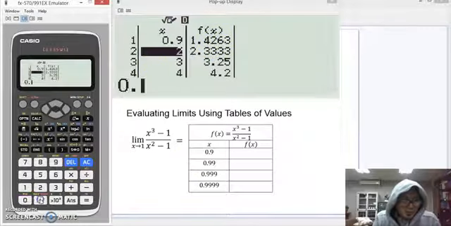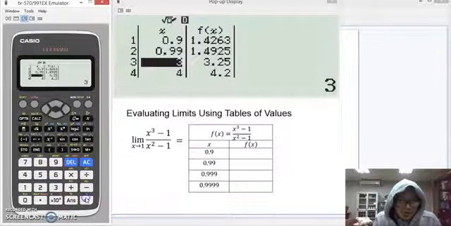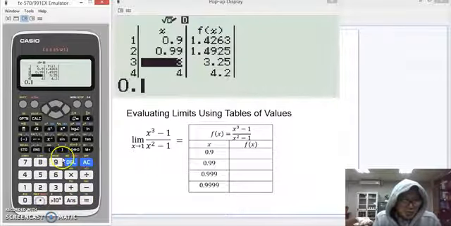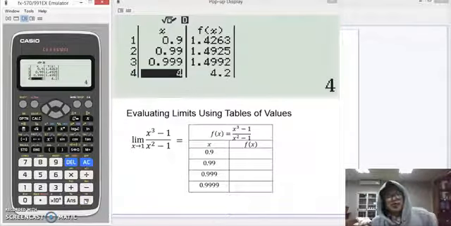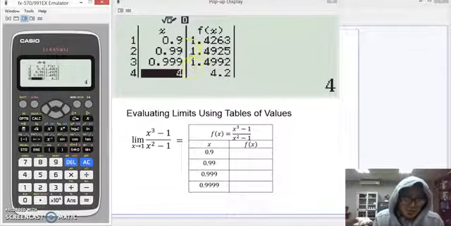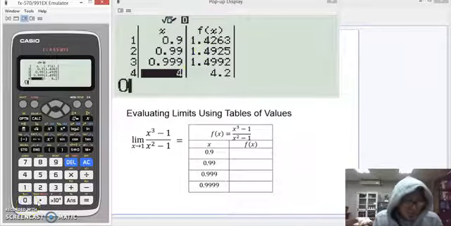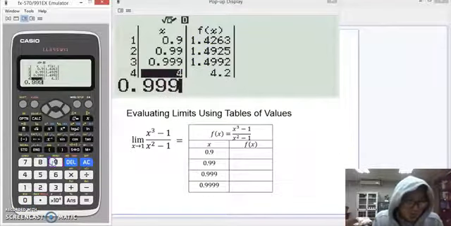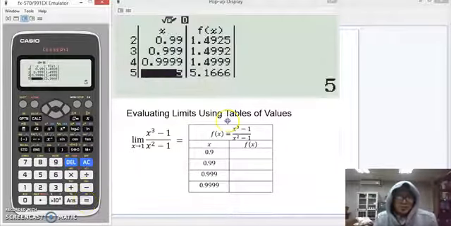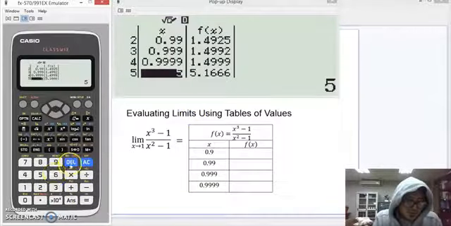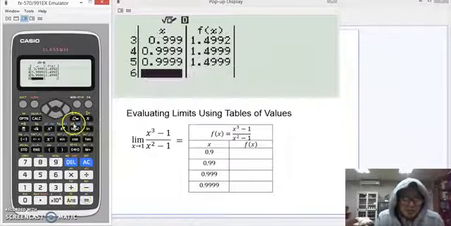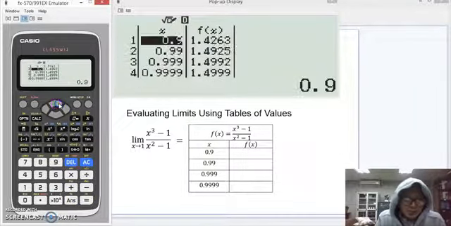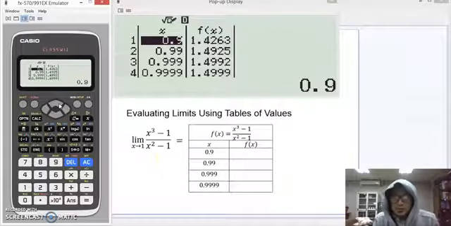Next would be 0.99. Put that there, and then you have 0.999. You see the convenience here by using this mode of the calculator, the table mode. The values are already appearing in an instant here. So for 0.999, you have 1.4994. Now, for the sake of discussion, I can put in another value here. It's now easy to use this for discussion.